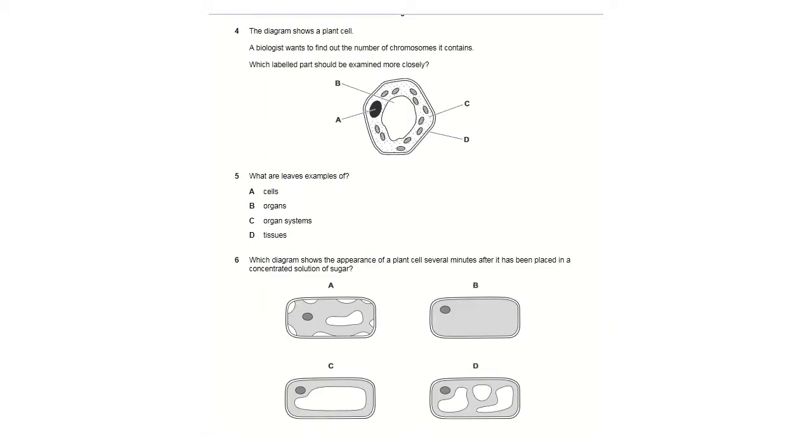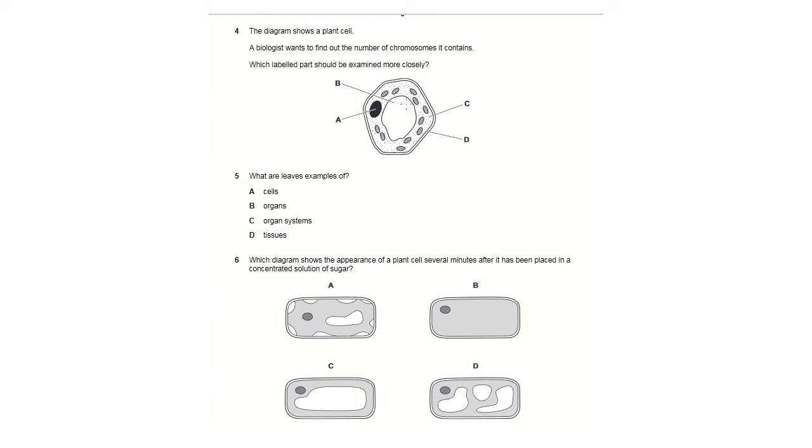So the next three questions are only about plant cells. So here we are looking at plant cells. This is quite important for the stuff we're going to look at. The first one here shows a plant cell, and we want to find out the number of chromosomes it contains. Which labeled part should be examined more closely?